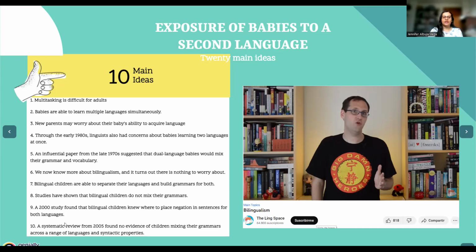Ninth, a 2000 study found that bilingual children knew where to place negation in sentences for both languages. And finally, of the 10 main ideas, a systematic review from 2005 found no evidence of children mixing their grammars across a range of languages and syntactic properties.